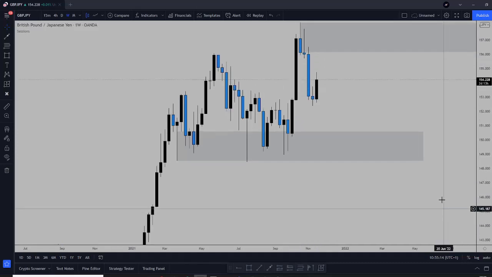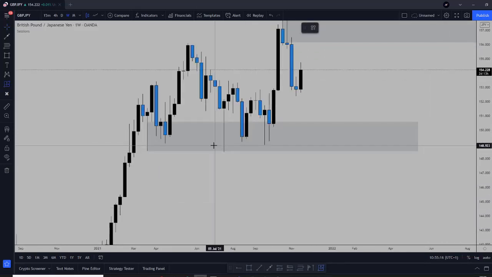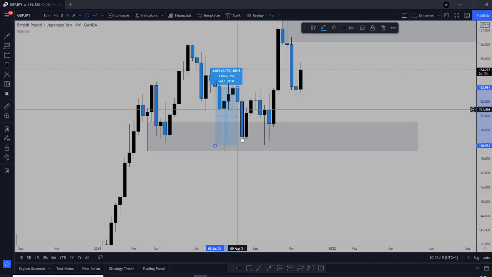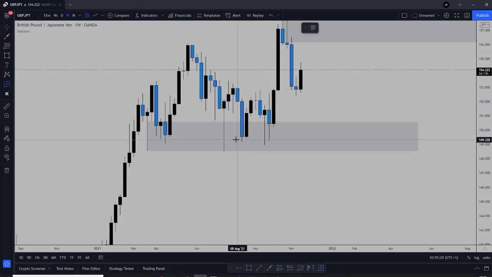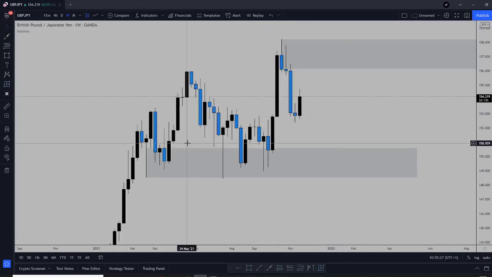And as you can see, these reactions look very small, but there's still 400 pips, guys. And another reaction, we had almost 300 pips. And then we had another reaction, we had 700 pips. So this is just a weekly zone, guys.